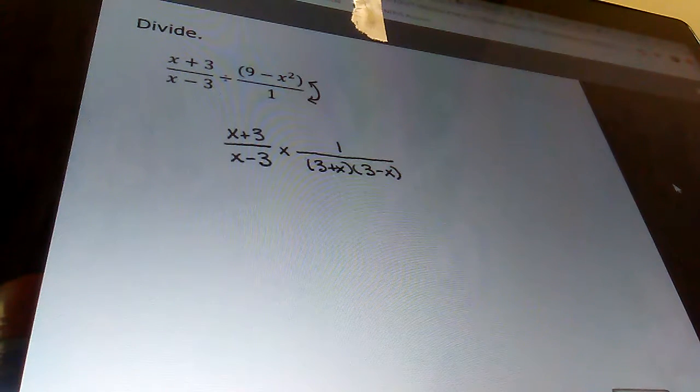Now we are going to divide out the common factors. We have x plus 3 in the numerator of the first fraction, and we have 3 plus x in the denominator of the second fraction. Remember that addition is commutative, so x plus 3 is the same as 3 plus x. Now we can divide out those common factors. We have 1 in the numerator, and we have x minus 3 times 3 minus x in the denominator. There is nothing else to divide, so this problem is done.